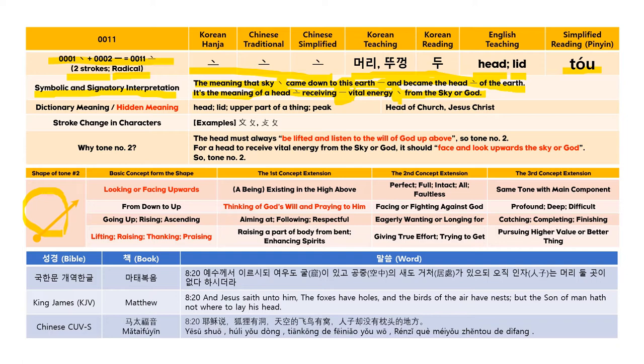The meaning that sky came down to the earth and became the head of the earth. Also, it's the meaning of a head receiving vital energy from the sky or God. And the dictionary meaning, head, lead. Actually, this head, lead, derives into other meanings in other characters, upper part of a thing, peak. These are the remaining meanings in the dictionary of Korea and China.